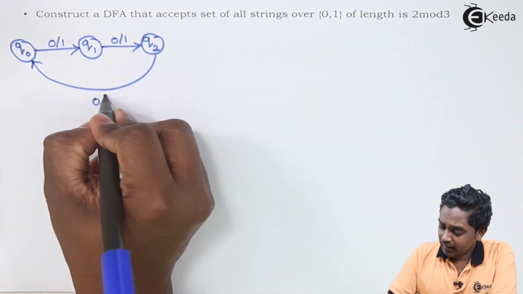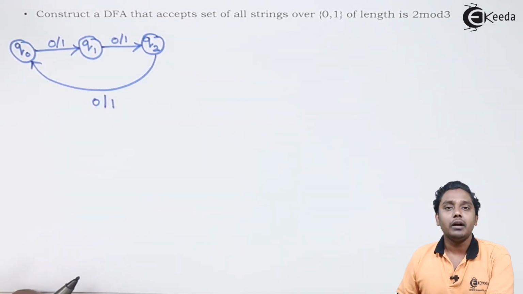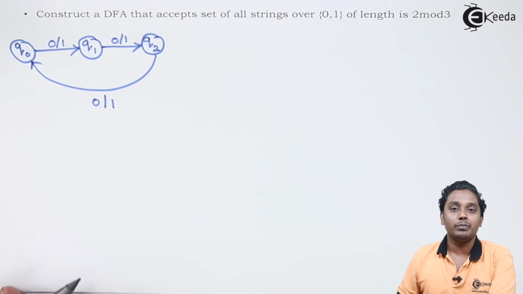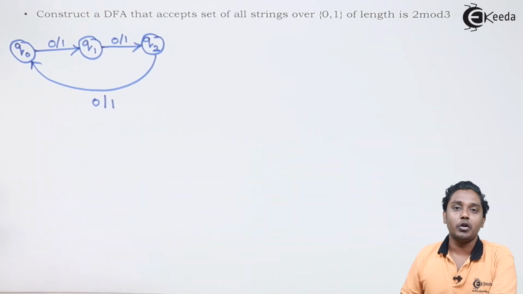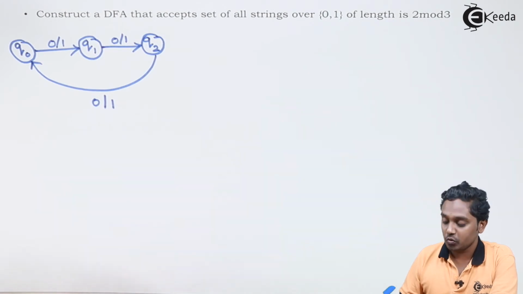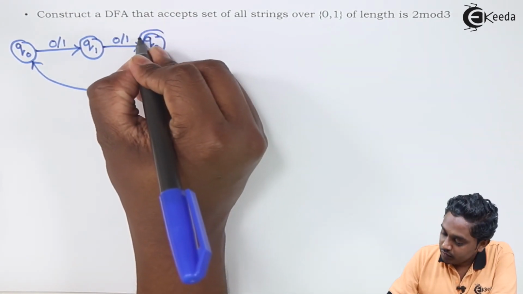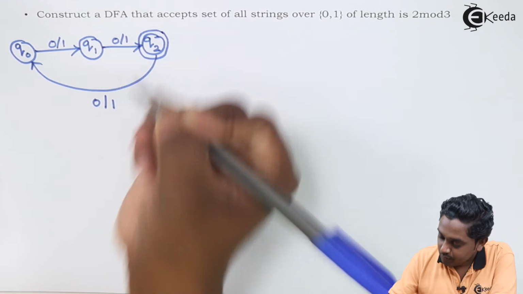This DFA looks exactly like the previous one, but you see the final state is now that state which remembers modulus 2 rather than modulus 0, because modulus 0 was divisible and modulus 2 is the one which gives remainder 2. Here it is Q2. That is why the final state has to be Q2.